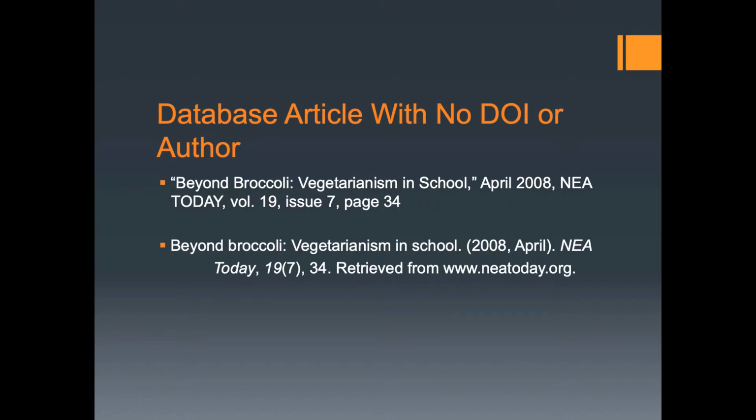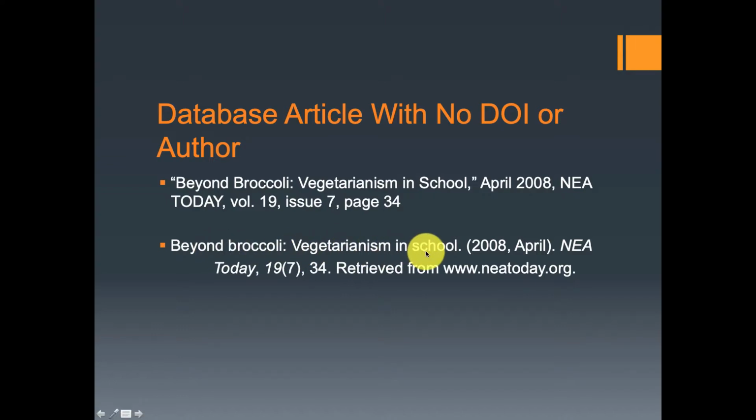If there's no DOI and there's no author, well, then you always begin with the title. So we have here an example. We don't have an author's name. We don't have a DOI. So we actually begin with the title. Remember, it's written like a sentence unless there is a colon, and then the first word after the colon is capitalized.